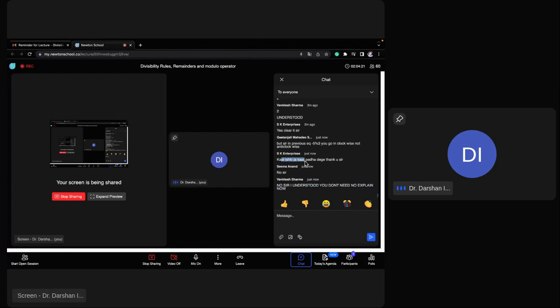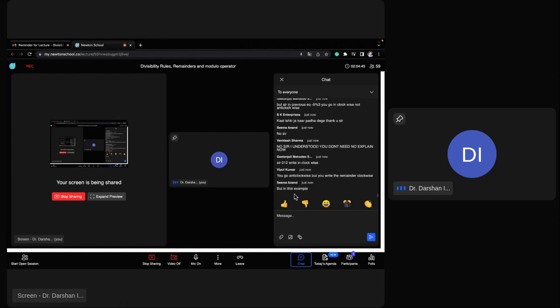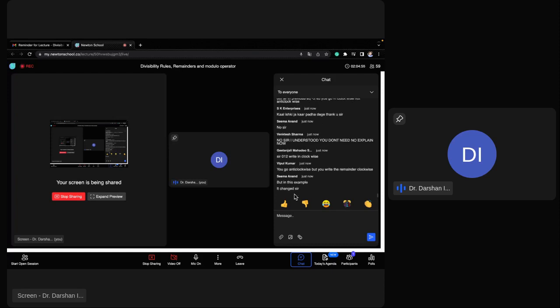Gitanjali, is that clear? 0, 1, that has to be written in clockwise only. 0, 1, 2, those things have to be written in clockwise only. Your movement has to be in the anti-clockwise. Right? Your movement will be anti-clockwise. You write the numbers in clockwise only, like you write every time.